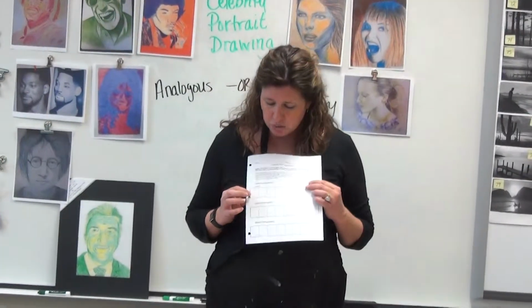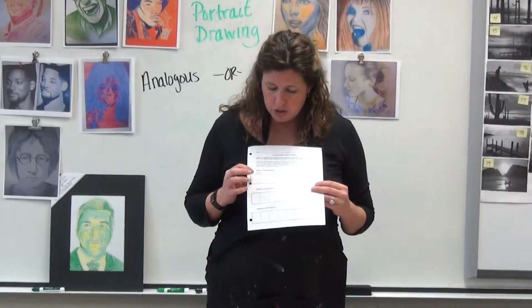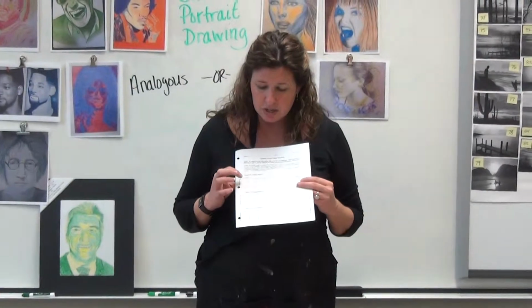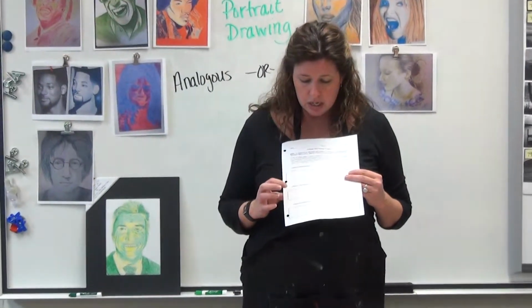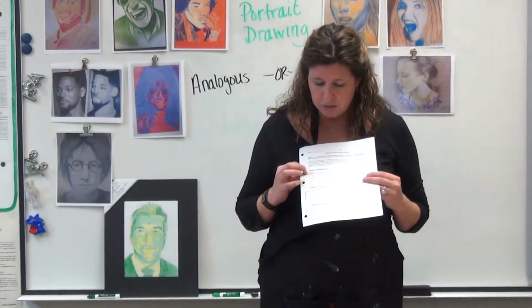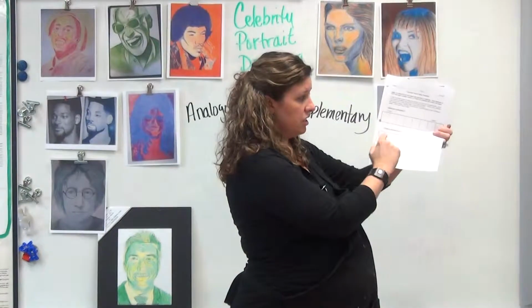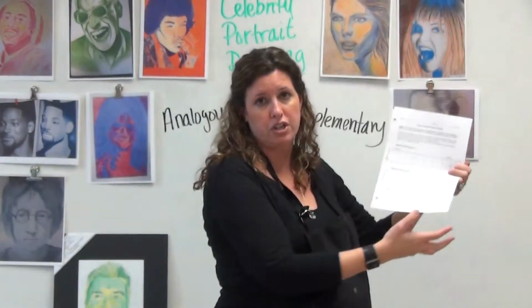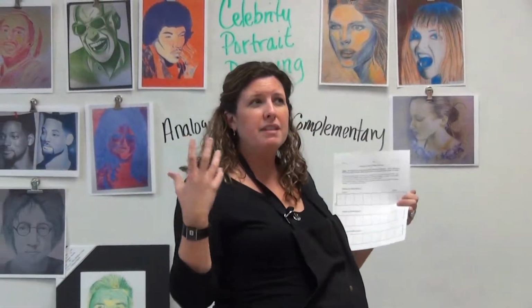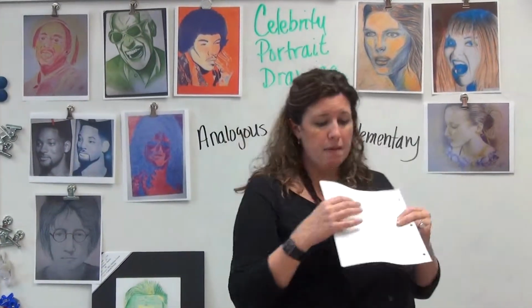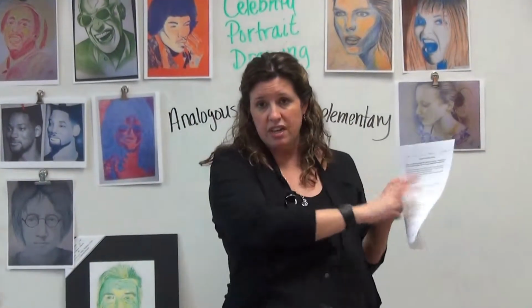So the first thing that you're going to do is create value scales for a color, dark to light, a second color, dark to light, and a third color, dark to light. At this point, maybe you're just experimenting. What colors would you like to use? So you're going to create value scales on the front.